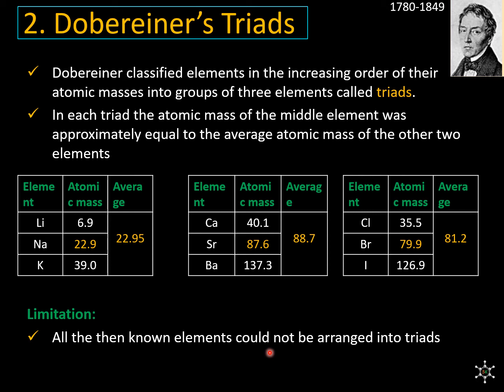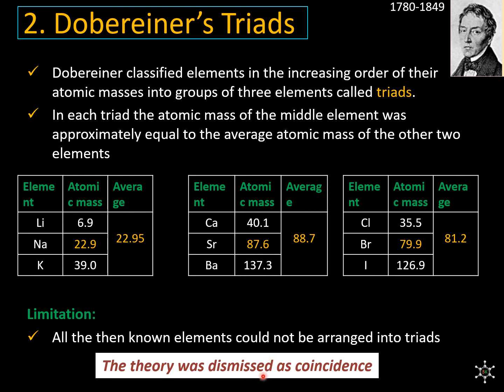Though it was successful with 3 sets of triads, this approach also had a limitation. All the then known elements could not be arranged into triads. For this reason, they dismissed this theory as coincidence.